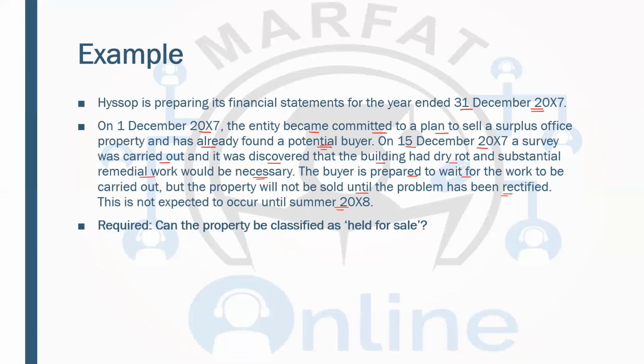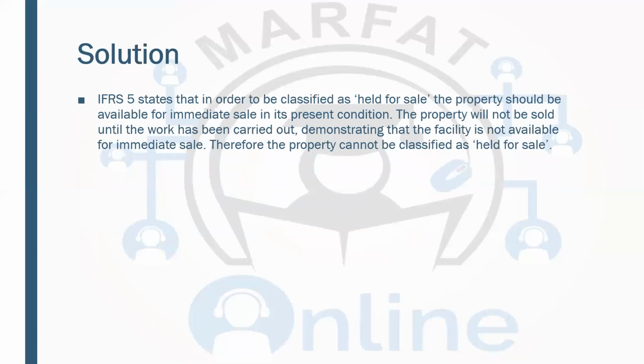Maybe once they have fixed it, maybe they change their mind that okay, now because we have fixed it, let's just use it themselves. So IFRS 5 states that in order to classify a property as held for sale, it should be available in its present condition for sale. The property is not available, therefore the property cannot be classified as held for sale.